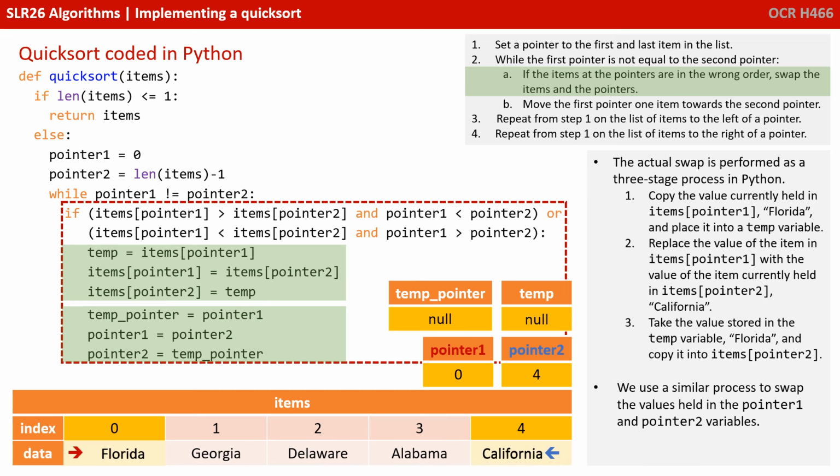The actual swap is performed in Python as a three-stage process. We copy the value currently held in items pointer 1, Florida, and place it into the temp variable. We replace the value of the item in items pointer 1 with the value of the item currently held in items pointer 2, that's California. And then we take the value stored in the temporary variable, which is Florida, and copy it over items pointer 2. We use a similar process to swap the values held in pointer 1 and pointer 2 variables.